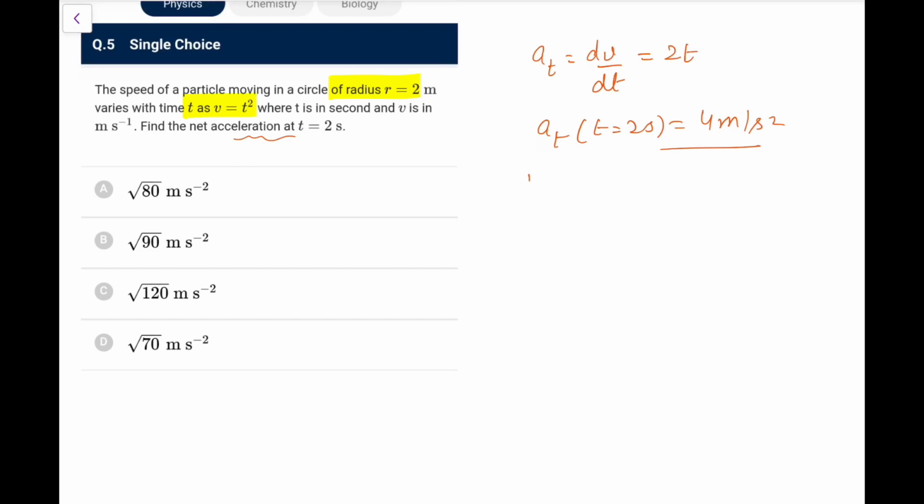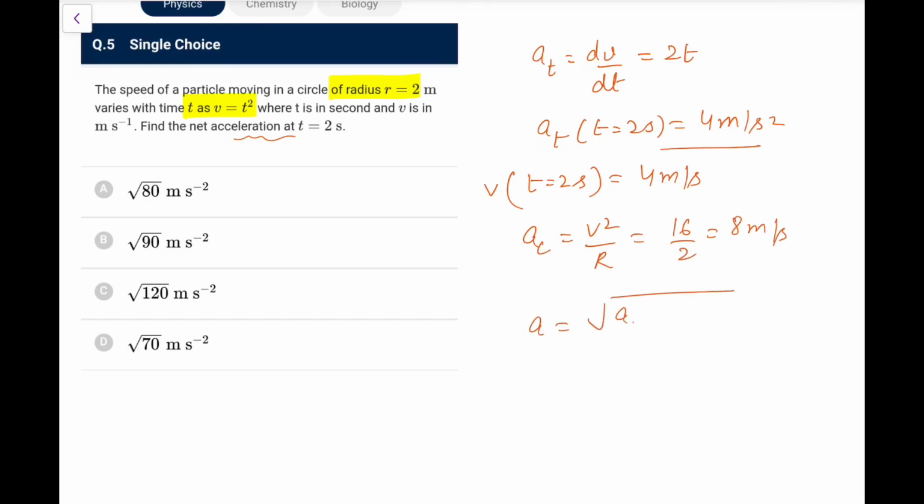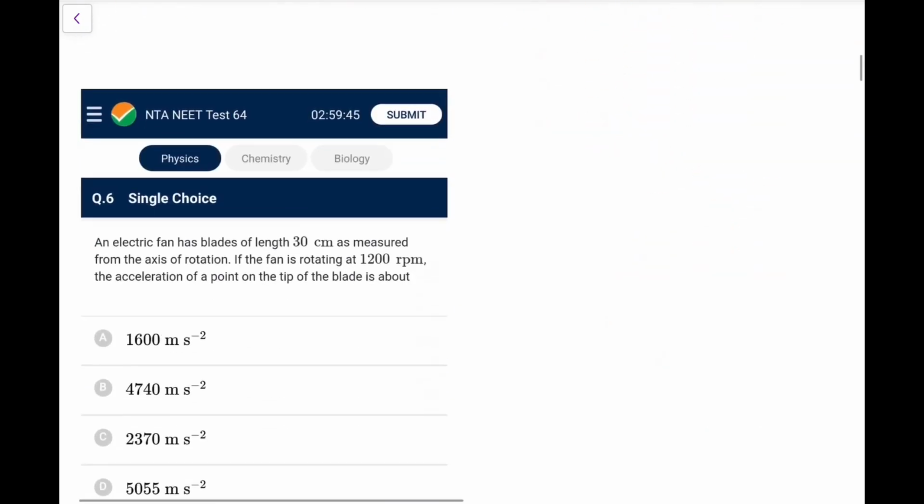Now what would be the speed? Because v is equal to t square, at t equal to 2 seconds, the velocity will be equal to 4 meter per second. So centripetal acceleration is v square by r, that comes out as 16 by 2, that is 8. So now what is the net acceleration? That is root of AC square plus AT square, because both are perpendicular, one is radial, one is tangential. So 64 plus 16, it comes out as root 80 meter per second square. Out of the available options, we have this option A, so go ahead.